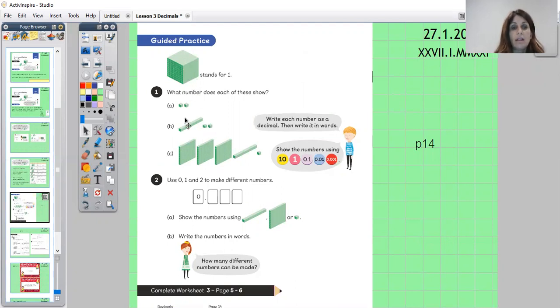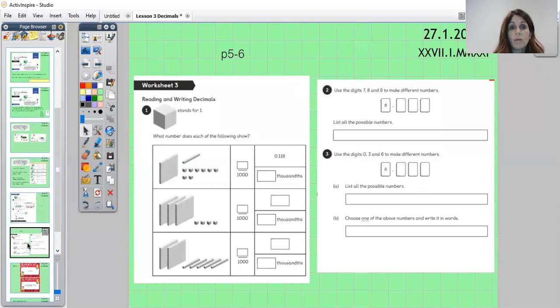So just have a really good think about what each of these is worth and show us all of the possible, or make 2 different numbers that you can here. Workbook, pages 5 and 6. Again, just like yesterday's, it looks very similar.